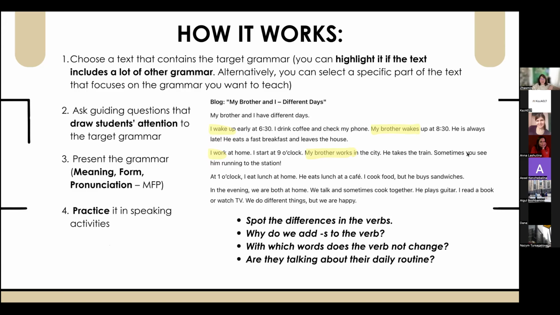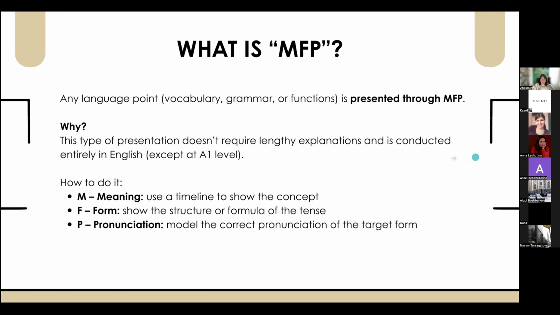And then, of course, after that, we move on to present. Oh, well, I love how I already said everything beforehand. But yeah, any language point, vocabulary, grammar, function is presented through MFP. Why? Because this type of presentation doesn't require lengthy explanation and is conducted entirely in English, except at A1. I would say A2 level, because sometimes A2 students might not have the same capacity of vocabulary as other students have. So I think it is acceptable to do it in Russian.